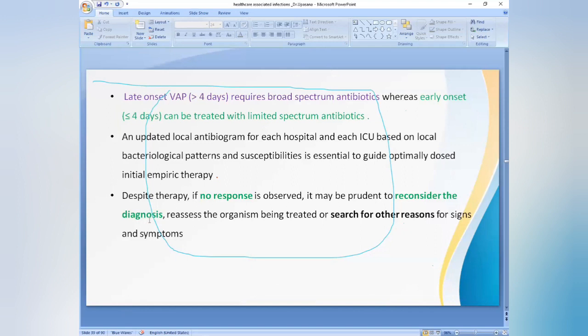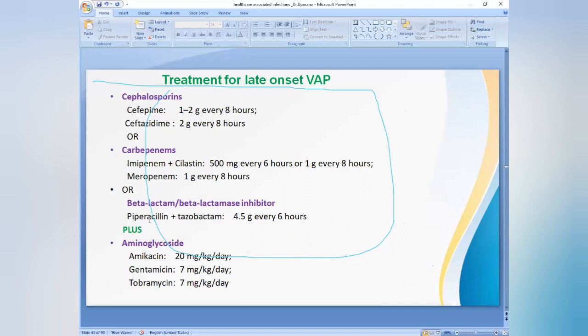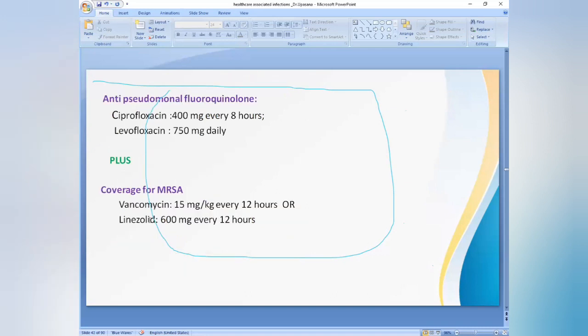So very quickly, all these drugs have been enlisted in strict antibiotics and should not be given without prescription. Treatment of early onset VAP: second and third generation cephalosporins can be given, or a combination of fluoroquinolones or aminopenicillins and sulbactams. Lastly, we have the carbapenems. Treatment of late onset VAP: again, third generation cephalosporins, carbapenems, and aminoglycosides can be considered the drugs of choice. For anti-pseudomonal coverage, we have ceftazidime and the fluoroquinolones. And for MRSA coverage, we have vancomycin and linezolid.